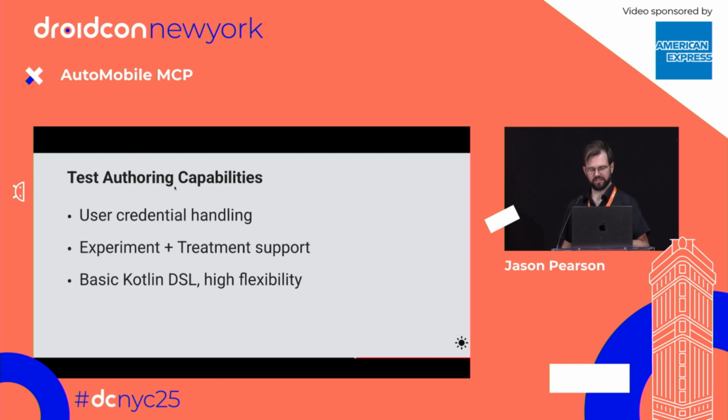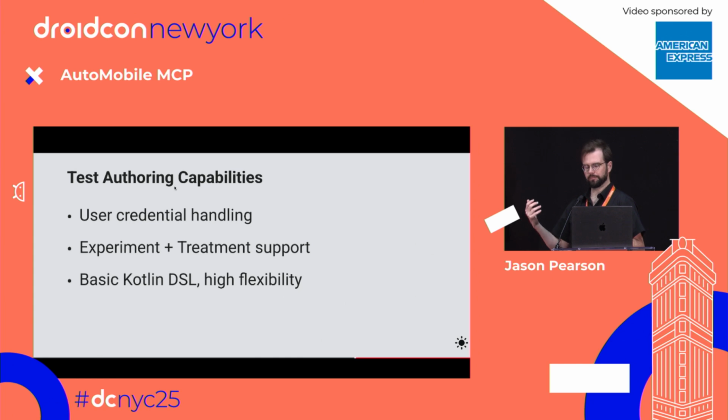Besides all the things that it has for test authoring already, I also have user credential and experiment treatment handling, because I know A/B testing and log in, log out is a bane of UI testing. Maybe we can skip over some things with deep links, but at the end of the day, you need to authenticate some way, and you need to test A/B tests. Even if you have all of that mocked out, you need some way to parameterize your tests.